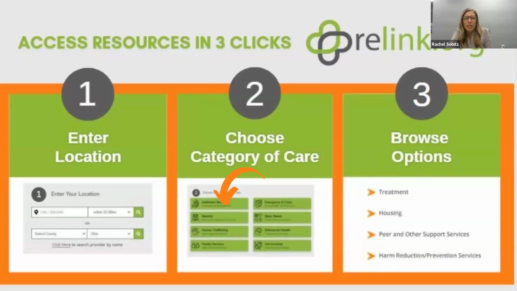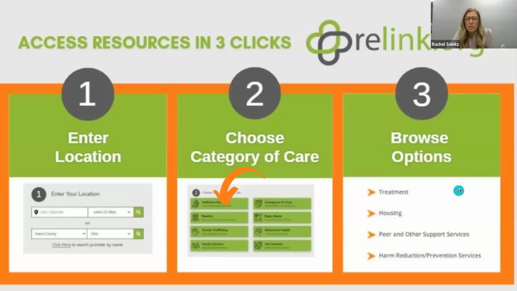And then you can click on a category of care. I have addiction recovery with a little arrow today, because that's the area that we're going to be speaking on. But we have all different categories: reentry, human trafficking, emergency and crisis numbers, basic needs, and behavioral health for any counseling services.